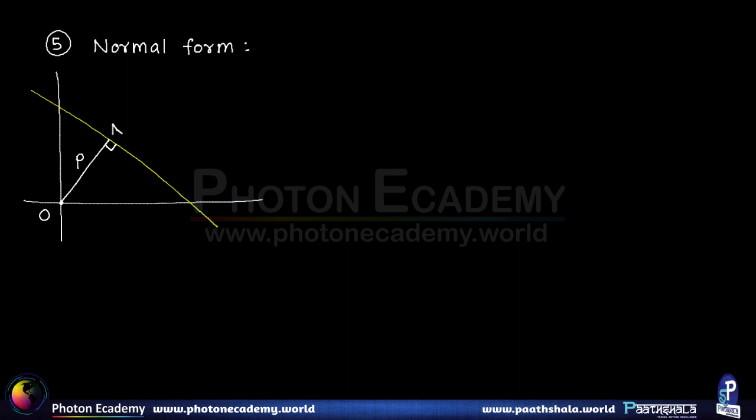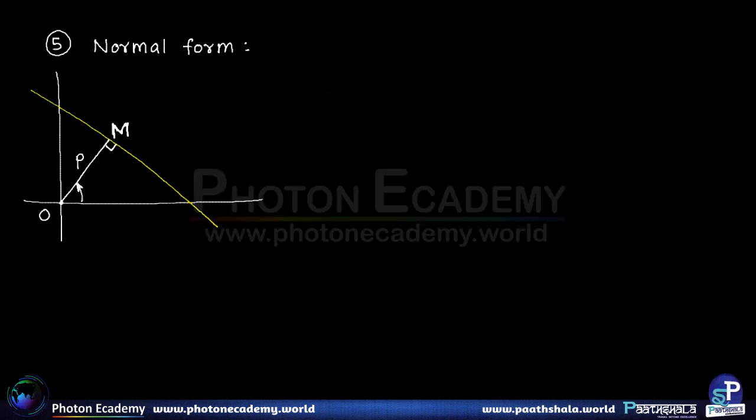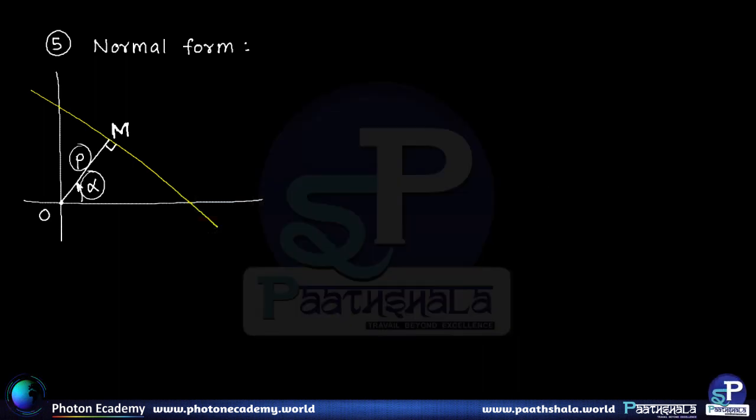So let us consider m as the foot of the perpendicular. Now if we consider the angle made by that perpendicular segment OM with the positive direction of x-axis as, say, alpha or theta, any symbol would do for the angle. With these two pieces of information, that is, the length of the perpendicular from the origin to the line and the angle that the perpendicular makes, what will be the equation of the required line?